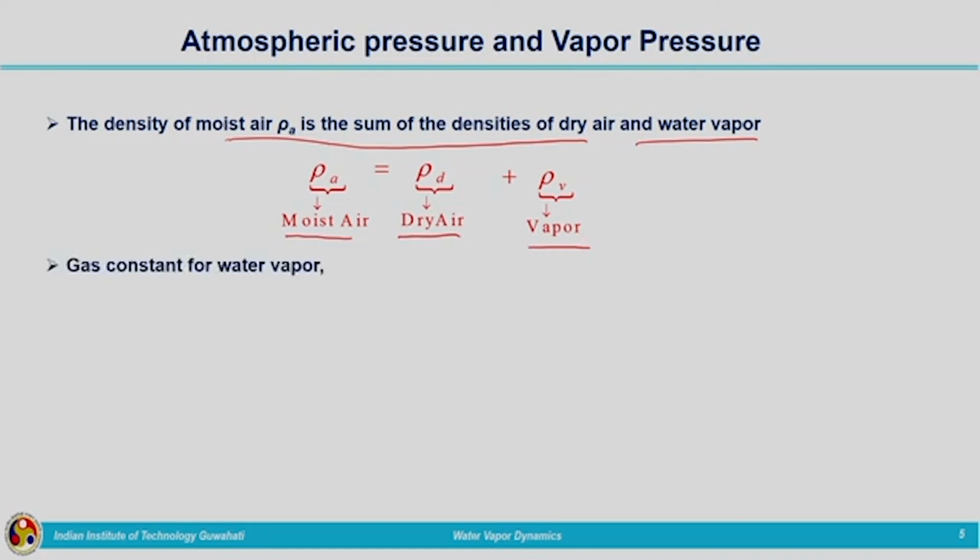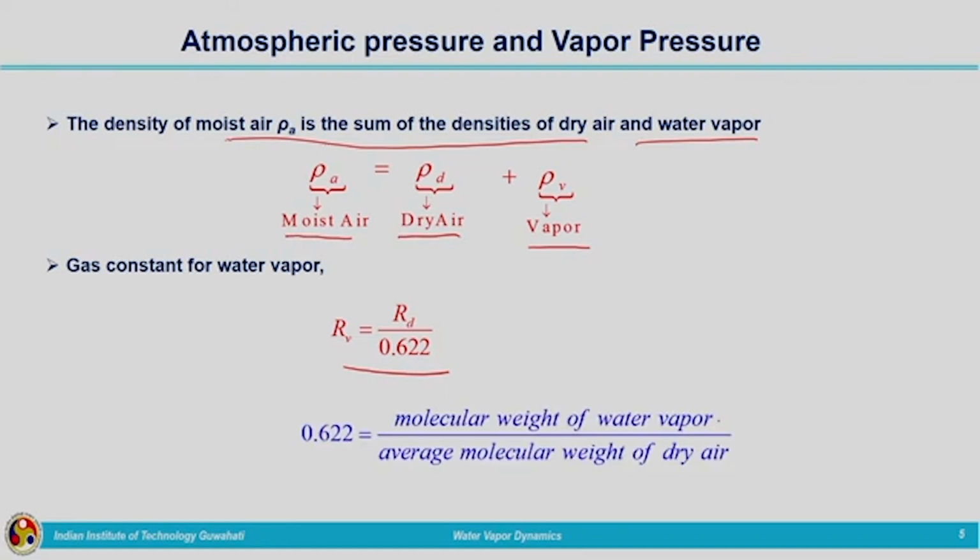Now, we have seen the gas constant for dry air. The gas constant for water vapor can be written as Rv is equal to Rd divided by 0.622. What is this 0.622? This is nothing but the ratio of the molecular weight of water vapor to the average molecular weight of dry air. So, Rv can be calculated from Rd by dividing the value of Rd by 0.622.